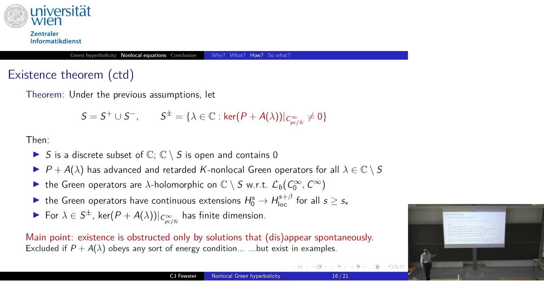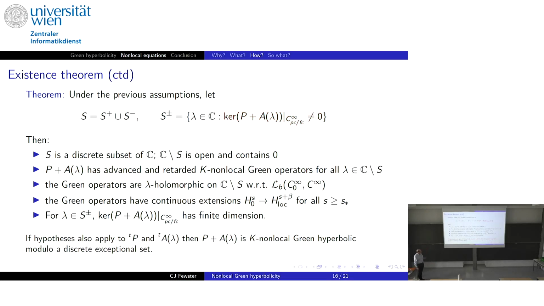So the takeaway message at this stage is that the obstruction to existence is just solutions that appear or disappear spontaneously. So if your model has any sort of energy estimate, then of course there will never ever be any such things, because the energy is 0 to start with, it'll be 0 in the future, and likewise going backwards. However, you can cook up examples in which these things actually are present, okay? And you can see that you get finite dimensional spaces.